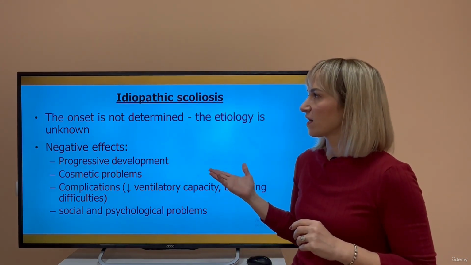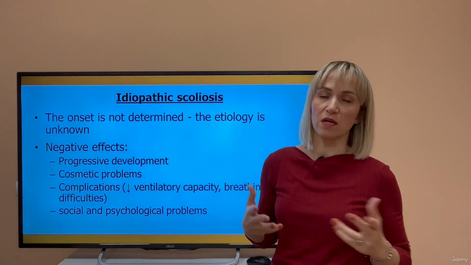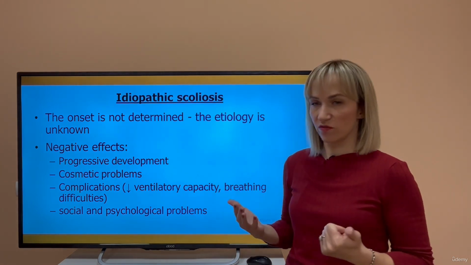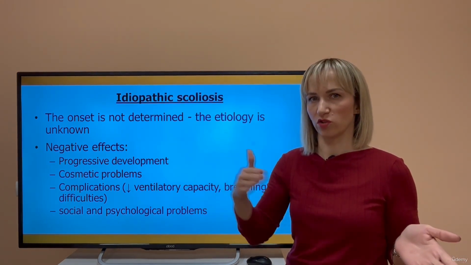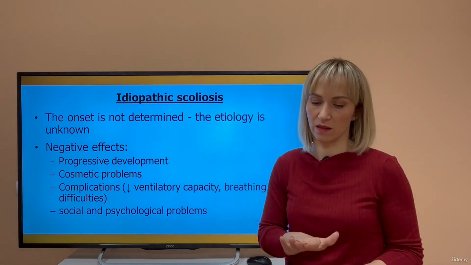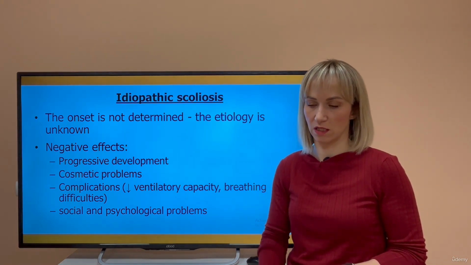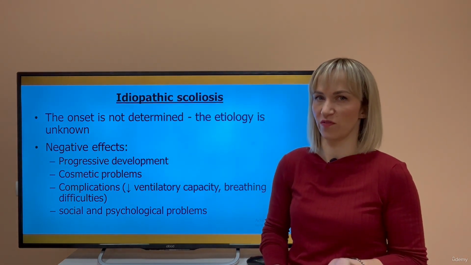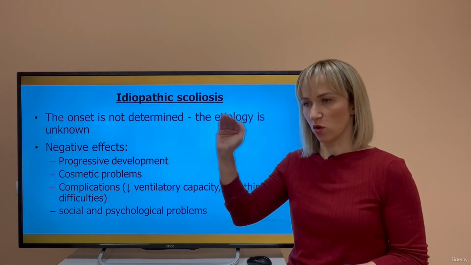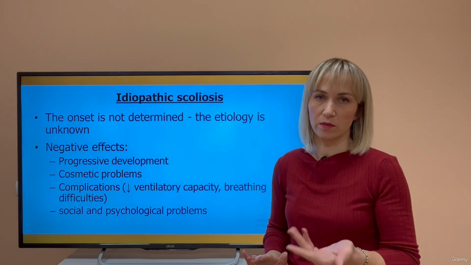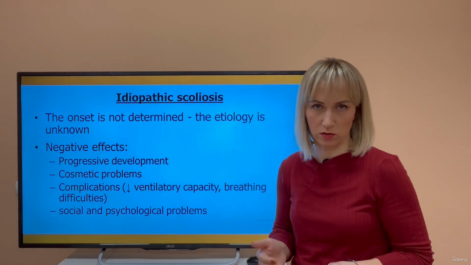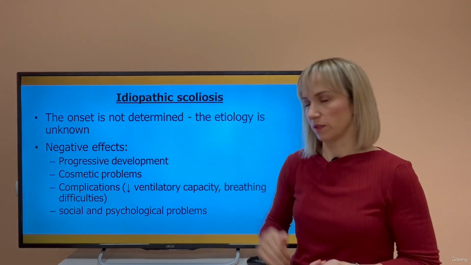The negative effects of idiopathic scoliosis are mostly the progressive development. As we said in the beginning, depending on the age, the progression is bigger if the scoliosis begins at a smaller age. So if a patient is 5 years old, the progression of the scoliosis will be bigger than if the scoliosis began at 11 or 12 years old. The progression will be smaller.